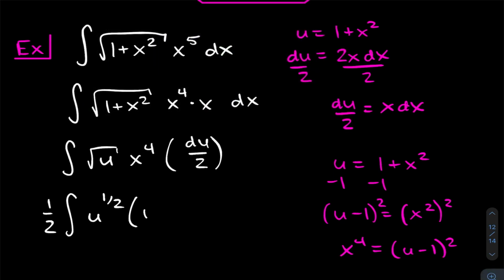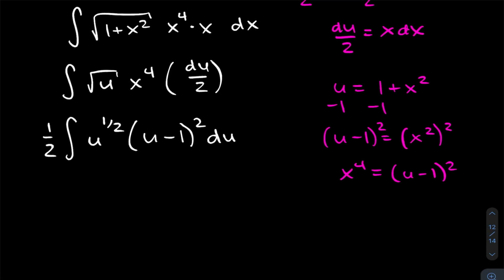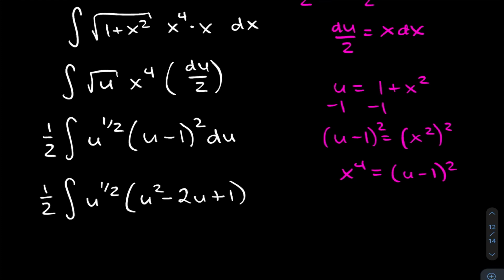Again, that makes things a lot nicer because we can distribute this out, and we can distribute the u to the 1/2 through, and we get something really nice, or at least nicer than what we had. So this becomes 1/2 the integral of u to the 1/2 times, hopefully you can do this in your head, u squared minus 2u plus 1 du. Okay, if you couldn't do that in your head, you should obviously be ashamed of yourself. That is terrible. I can't keep a straight face.